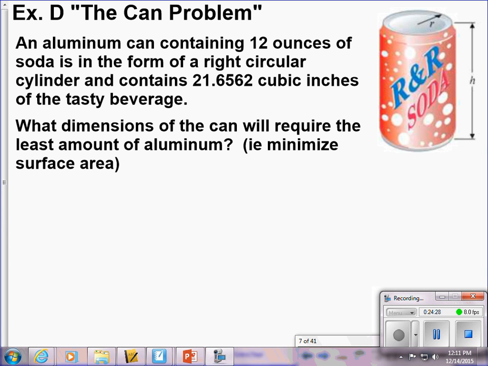Okay, here's the thing. You ever sit around with your friends drinking a soda and say, wow, I wonder when they made this can, if they used the least amount of aluminum possible, or they just wasted all this extra money. So that's what we're going to try to figure out today. And we're going to be using a real 12-ounce can of soda, which happens to contain 21.6562 cubic inches of soda. So we know the volume of soda that it houses, right?